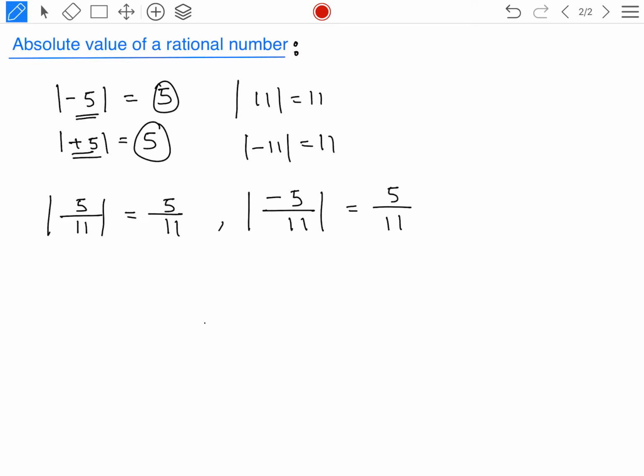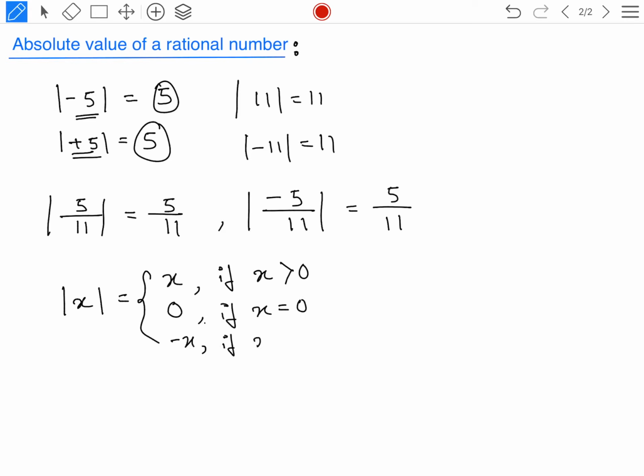Okay, we write absolute value. Suppose we need to find the absolute value of x, we'll write it in this way. Okay, and for absolute value, there is one thing. See, the value of x is written as positive if x is greater than 0. This one I'll teach you in examples. First you write 0 if x is equal to 0. Okay, and minus x if x is less than 0.